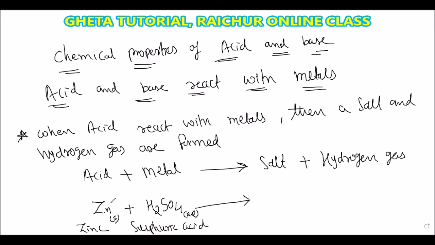So when the zinc reacts with sulfuric acid, what will happen now? Zinc sulfate will be formed here. Zinc sulfate, that is also aqueous only. So here zinc sulfate, plus, that is called a salt actually.